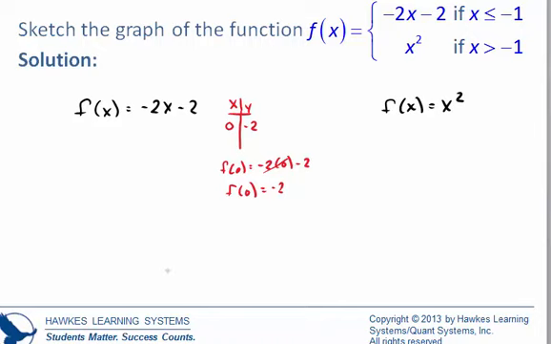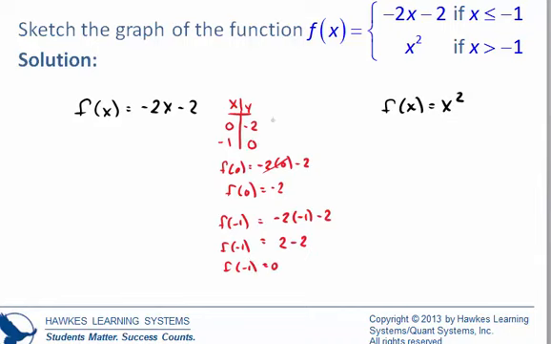And let's try one other value. Let's try negative 1 for the x. If I plug in negative 1 for the x, we're going to have negative 2 times negative 1 minus 2. Negative 2 times negative 1 is positive 2. Minus 2 is going to give me 0.